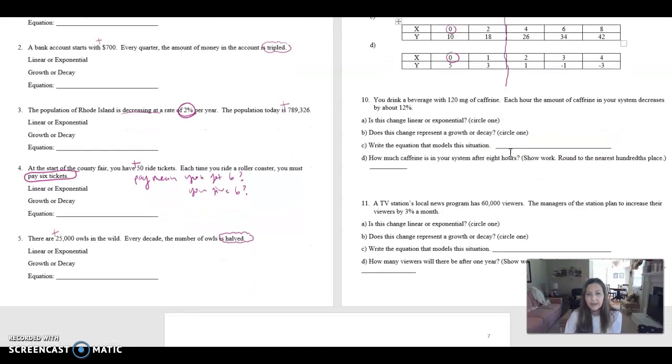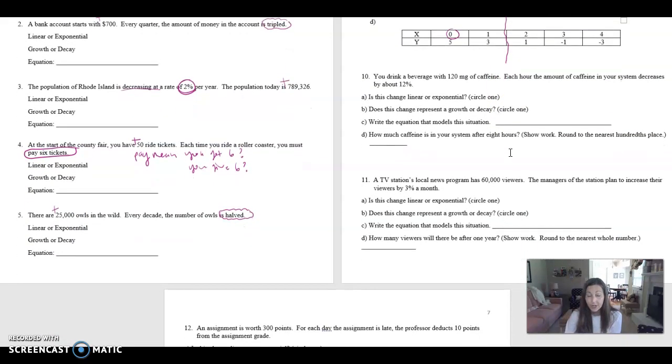Number 10, you drink a beverage with 120 milligrams of caffeine. Each hour, the amount of caffeine in your system decreases, key word there, by about 12%. Now, notice you have a percent. This is a rate, and you need to convert that to a decimal. That is very, very, very important, okay? You can answer those questions for yourself. Make sure you round correctly. This says round to the nearest hundredth place. That is 2 decimal places.